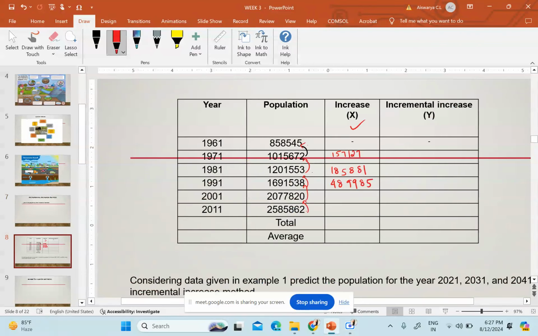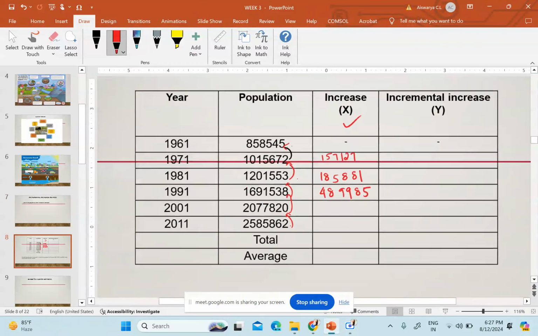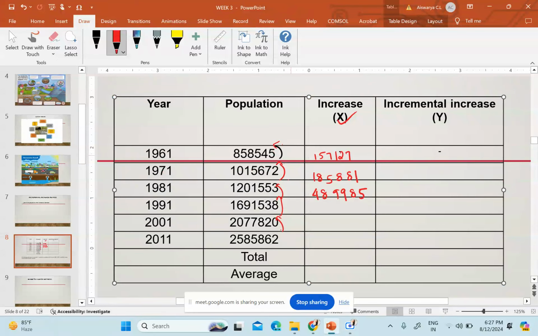So now we'll go for the third method. In this method, I have given a question; by solving it, we'll understand the method. The population is given from 1961 to 2011. We have to calculate the difference between the populations, that is, initial minus final. Don't go forward, or you get a negative value. You have to go backward, because the positive and negative signs matter here.